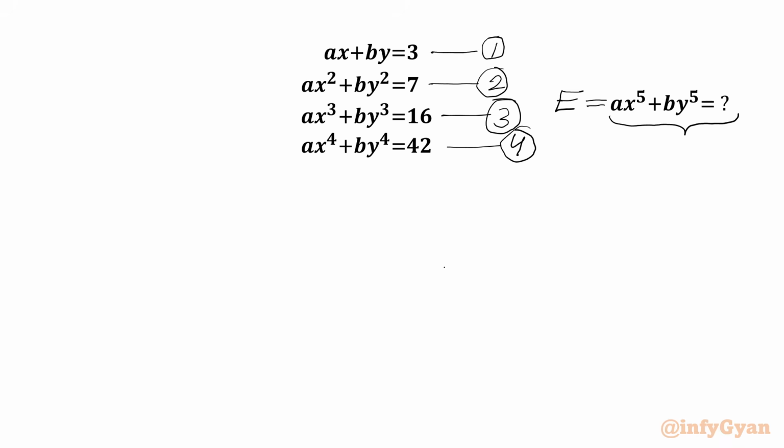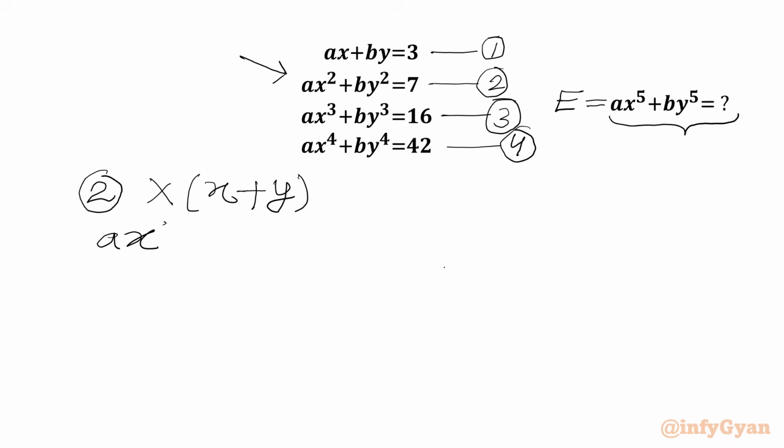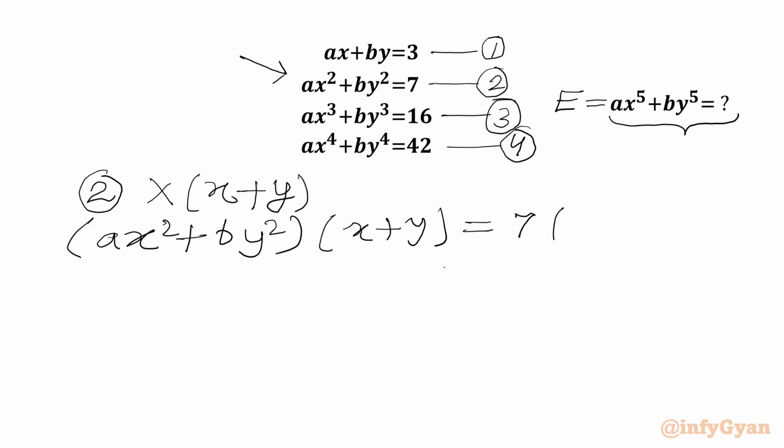Now we are going to multiply our second equation by x plus y. Let's check what will come out. So we'll write the LHS of equation 2: here it is ax^2 + by^2. We'll multiply with x plus y. In the RHS we have 7, so we will write 7 times x plus y.